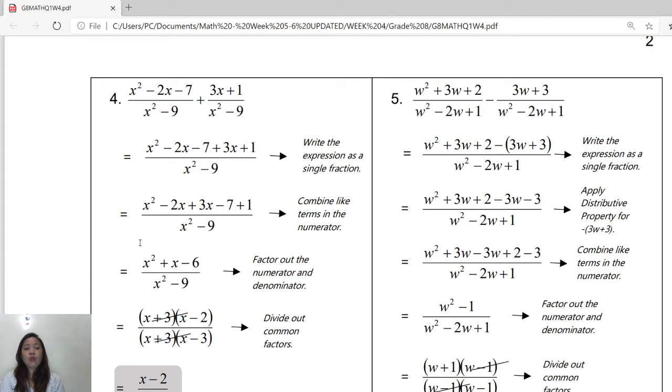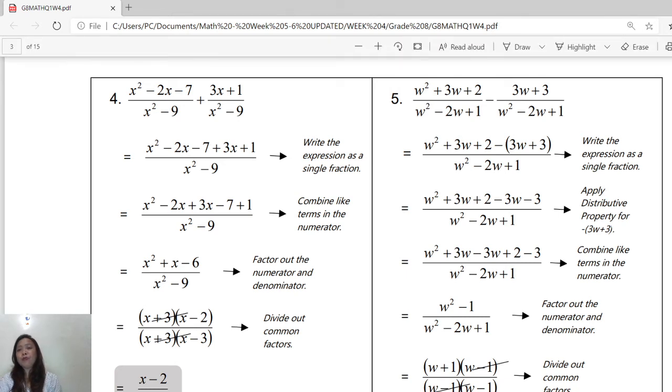Since the numerator can still be factored, we factor it. We need factors of negative 6 that add to positive 1, the middle term. The factors are positive 3 and negative 2, since 3 plus negative 2 is positive 1. So that's the factorization of x squared plus x minus 6. The denominator is a difference of two squares, so we have x plus 3 and x minus 3. Cancel out x plus 3, and what is left is x minus 2 over x minus 3.